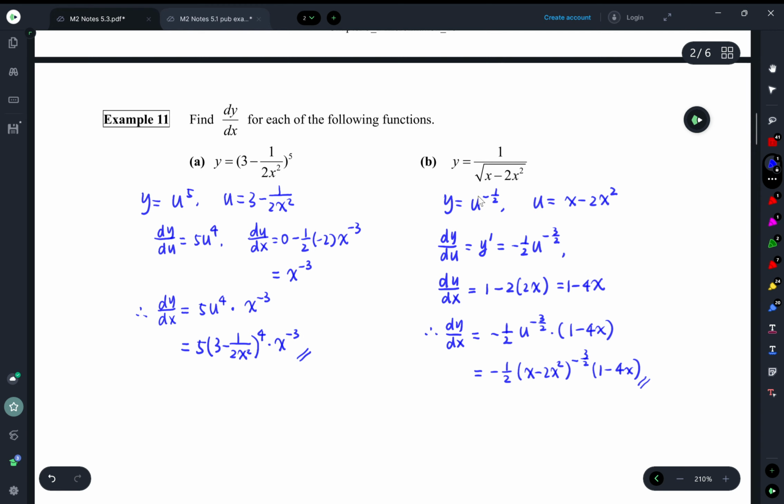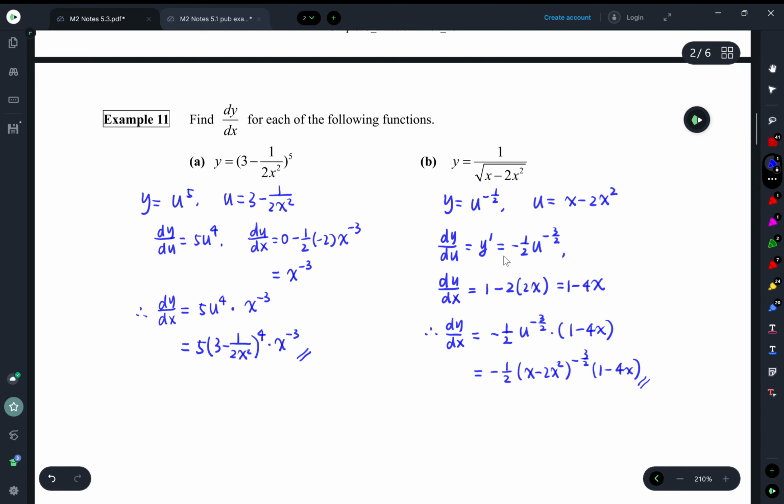Another example. This example is y equals u to the power negative 1 over 2. That's the outside. And u equals something, x minus 2x squared. Okay? Now first I'll differentiate the first outside function, dy du. Now sometimes I write y prime. Sometimes I write dy du, and you can see clearly the first notation is much better.